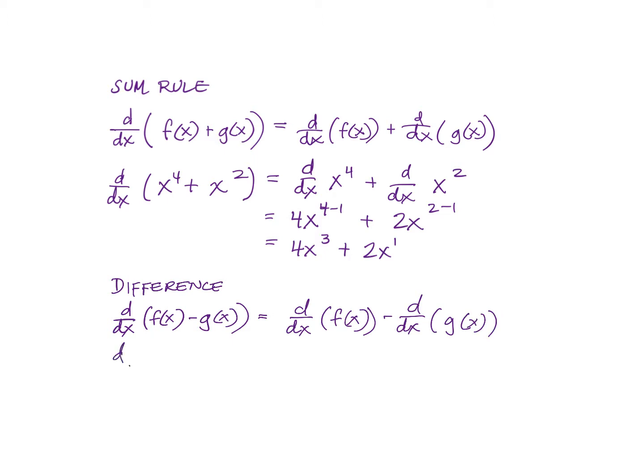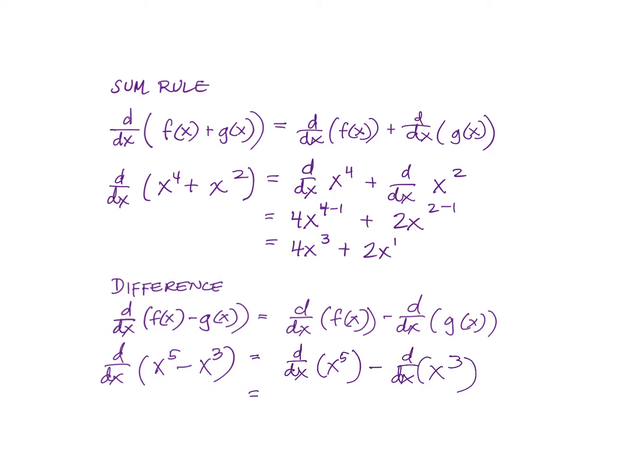And an example of this is going to be x to the fifth minus x to the third. If I want to take the derivative of that, I can take the derivative of x to the fifth and then subtract the derivative of x cubed. And that gives me 5 times x to the 5 minus 1 power minus 3 times x to the 3 minus 1 power. And simplifying, we get 5x to the fourth minus 3x squared.